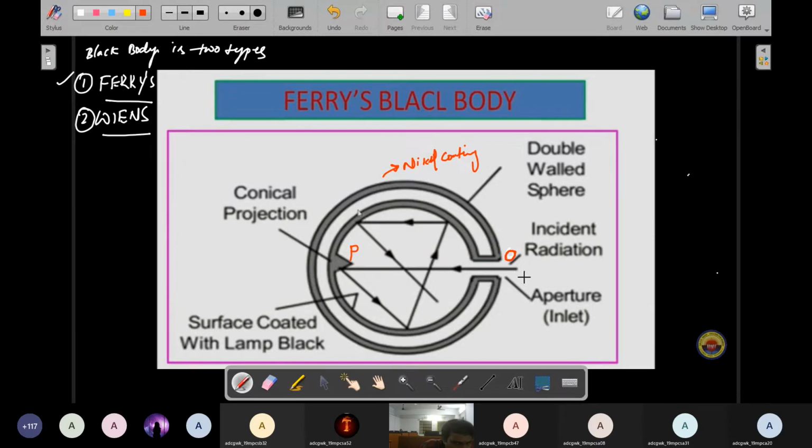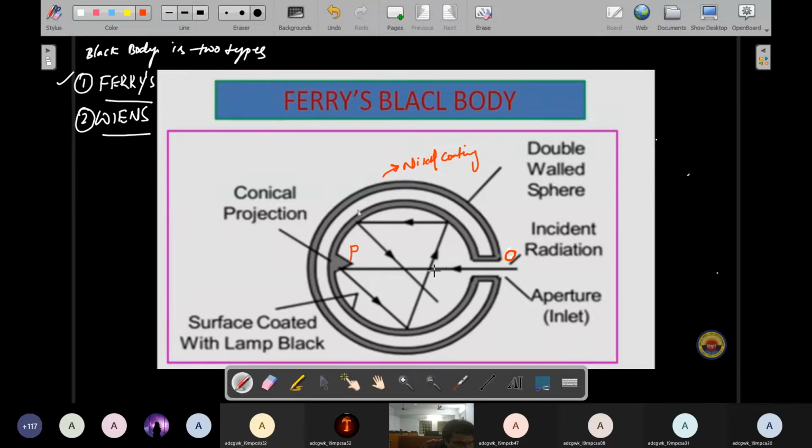See, when a single finite wavelength of light is incident inside this small aperture, what will happen? This incident light is directly focused at the conical projection. So if I am not giving this conical projection here, then what will happen?